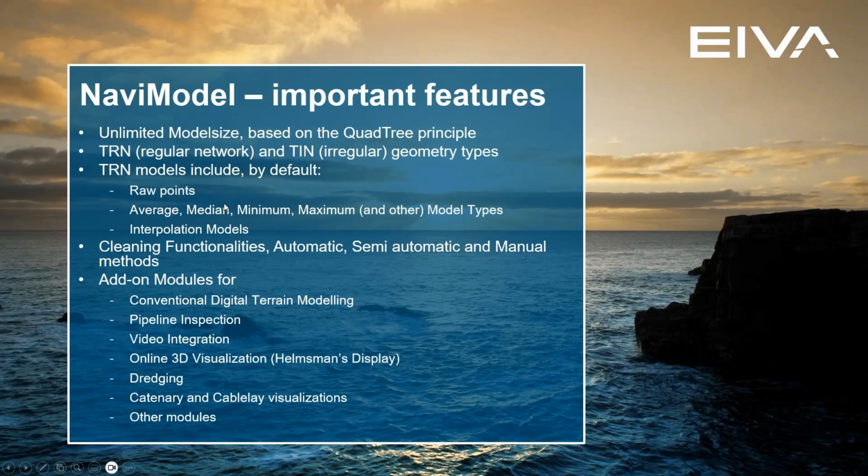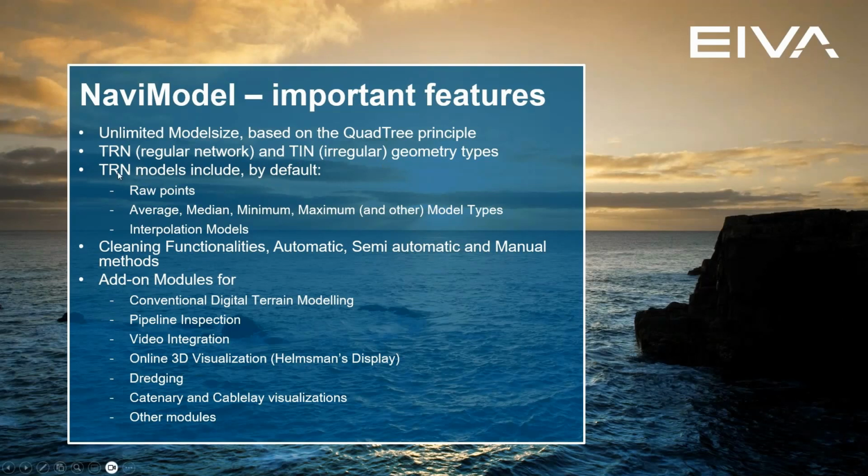We're using what we call a triangulated regular network geometry type. This is what we do when we do multi-beam data or calculate multi-beam data, but we also have something that we call TIN models, irregular network types, typically single beam or theoretical models. We apply the TIN geometry type.